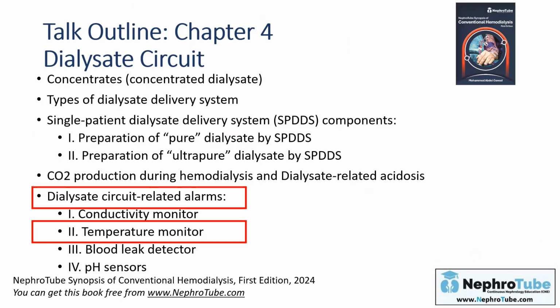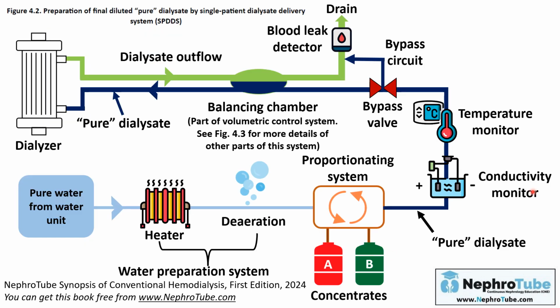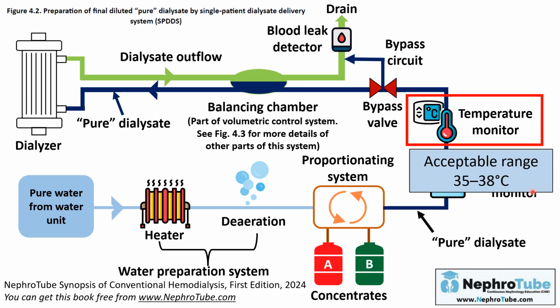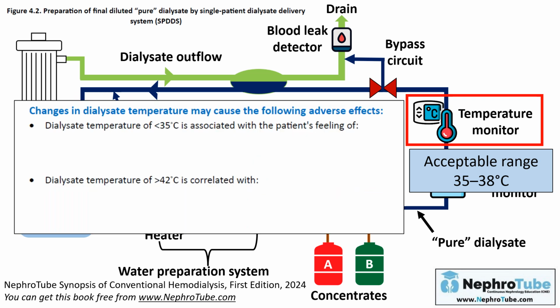The next monitor that we will discuss is the temperature monitor. Where is the site of the temperature monitor in our circuit? It is here. The accepted range of the water temperature is between 35 to 38 degrees centigrade. And if the dialysate coming through the temperature monitor is out of this range, again the bypass valve will act and the dialysate will go through the bypass circuit to the drain and it will not reach the dialyzer. What are the problems if we have a dialysate with higher temperature or lower temperature?